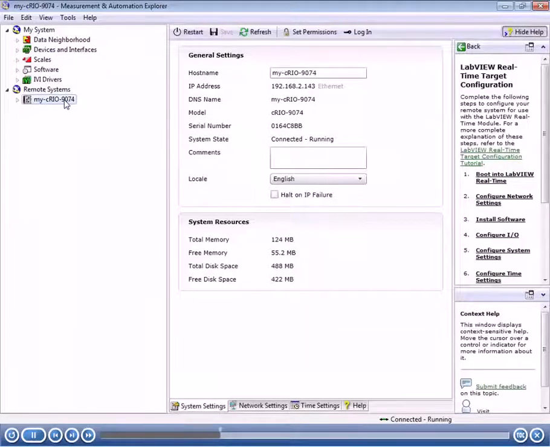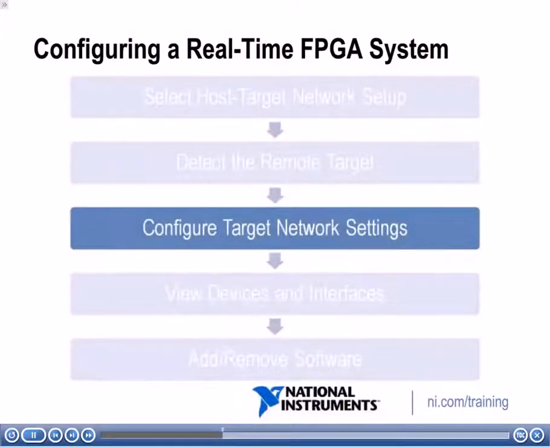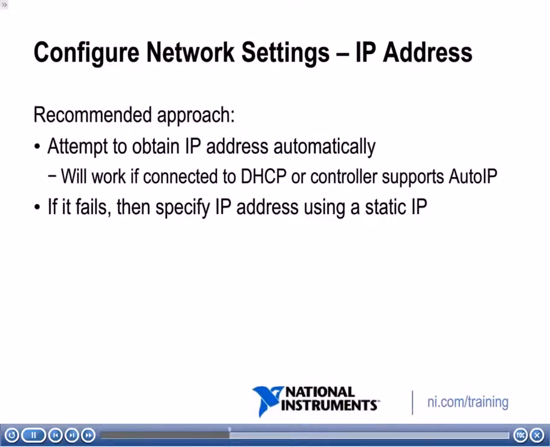Now that we've detected our remote target, the next thing we need to do is configure the target network settings. The recommended approach to configuring the network settings is to attempt to obtain an IP address automatically. This will work if the RT target is connected to a network with a DHCP server, or if the controller supports the auto IP feature.